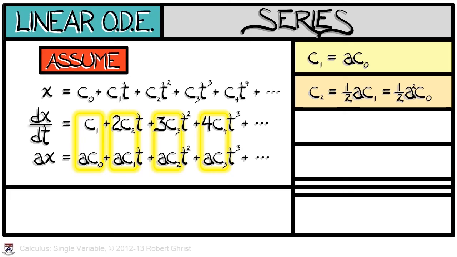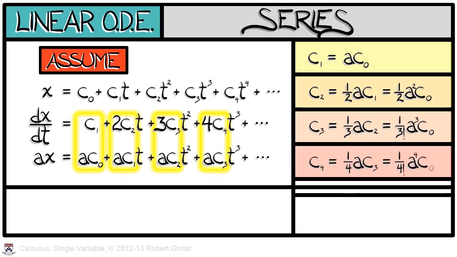What happens when we take the coefficients of the quadratic term and set them equal to each other? Well, 3 times c3 equals a times c2. That means c3 is 1/3 a c2. Using what we know about c2, we get 1 over 3 factorial times a cubed c naught. I'm going to let you keep going with this and see if you can find a pattern.